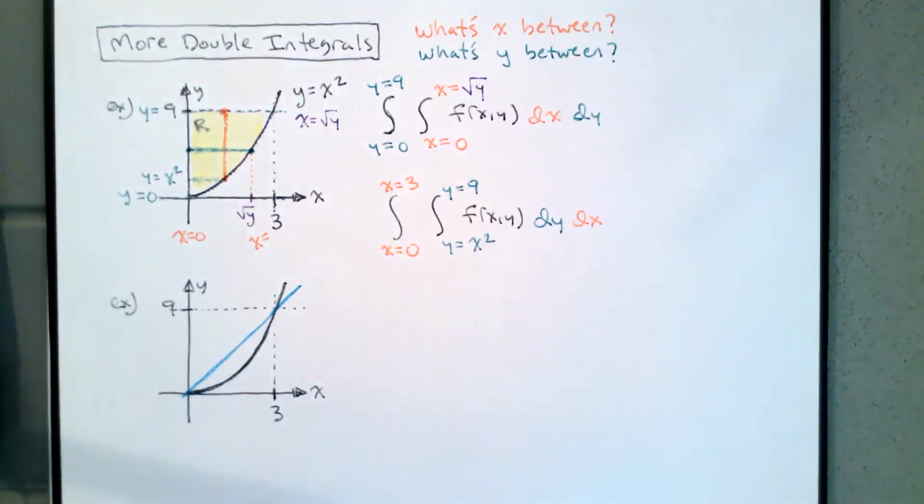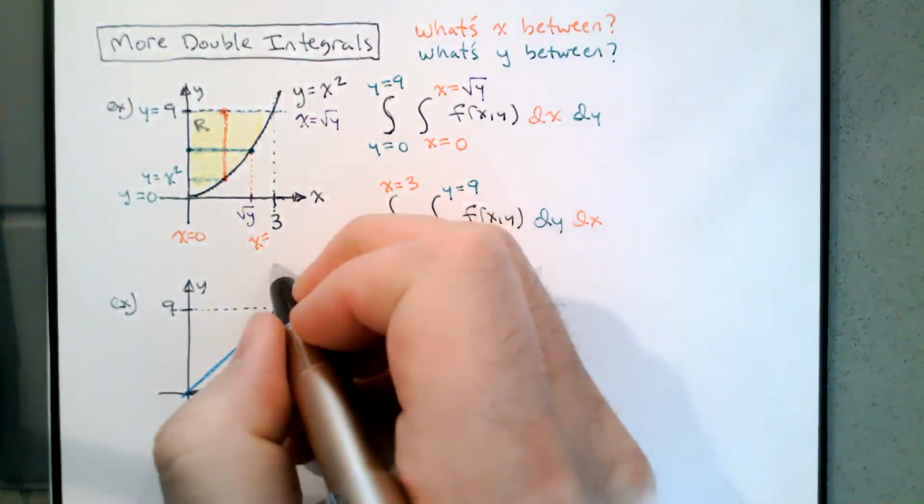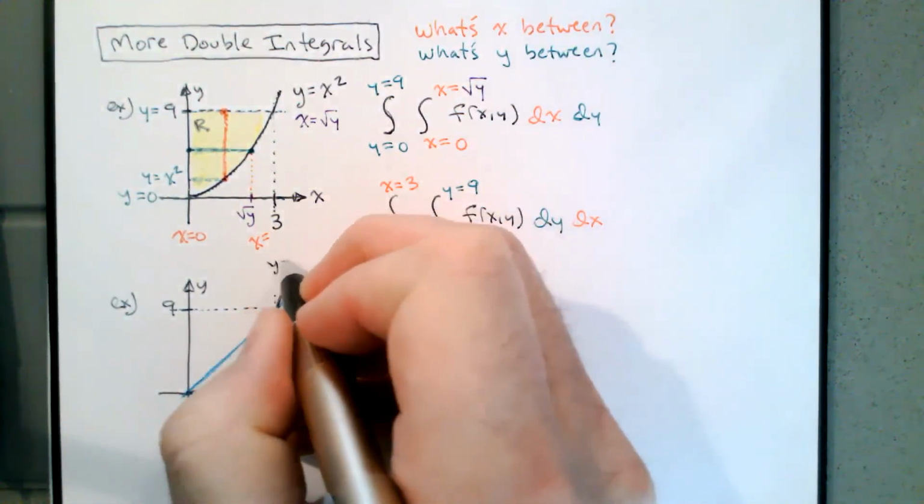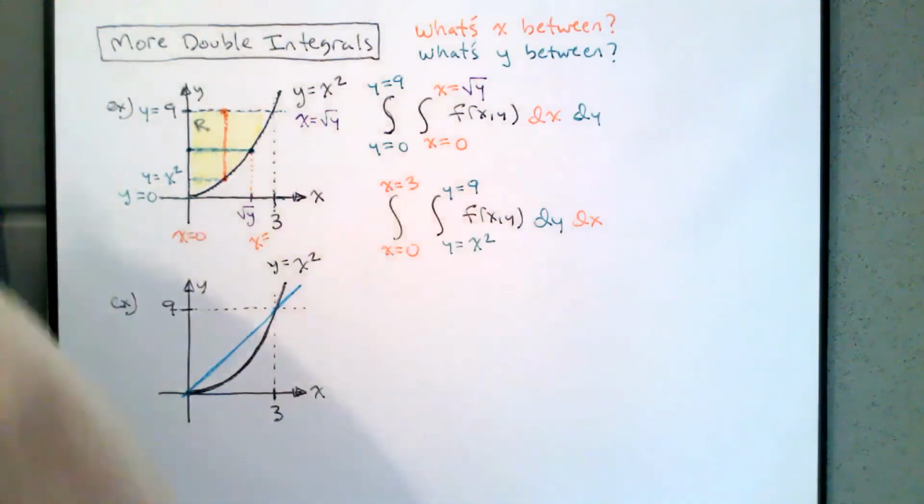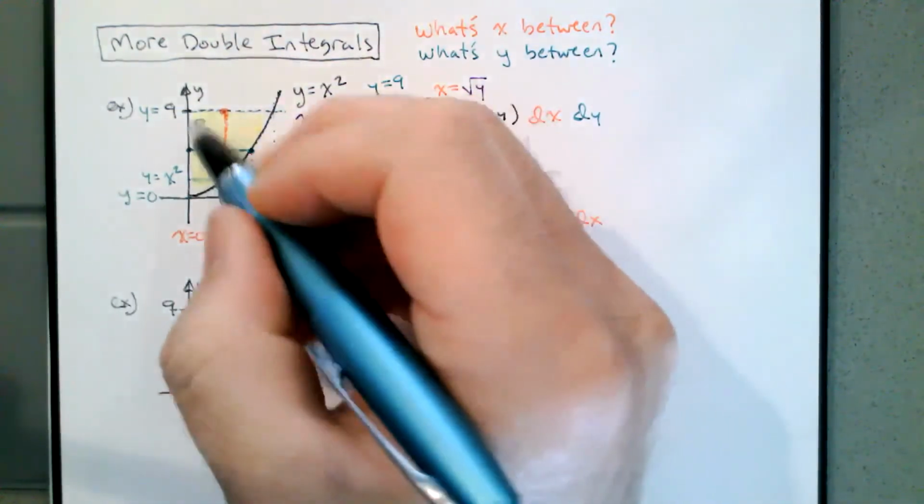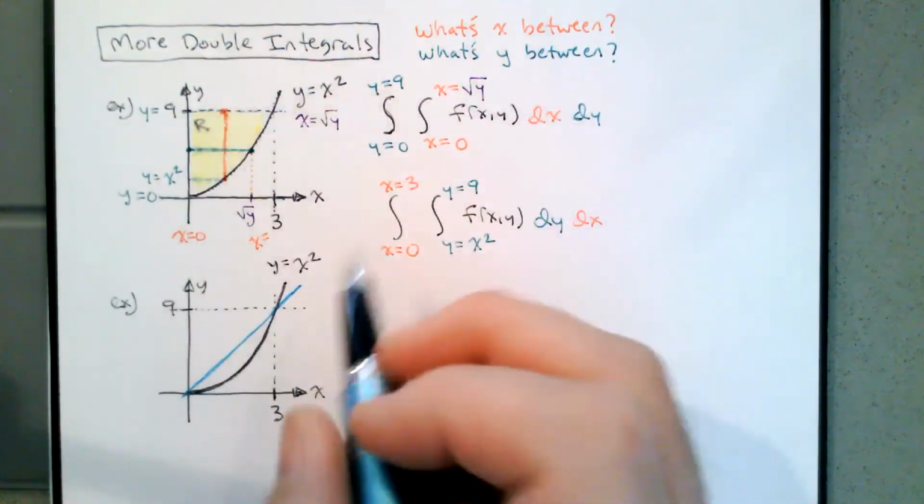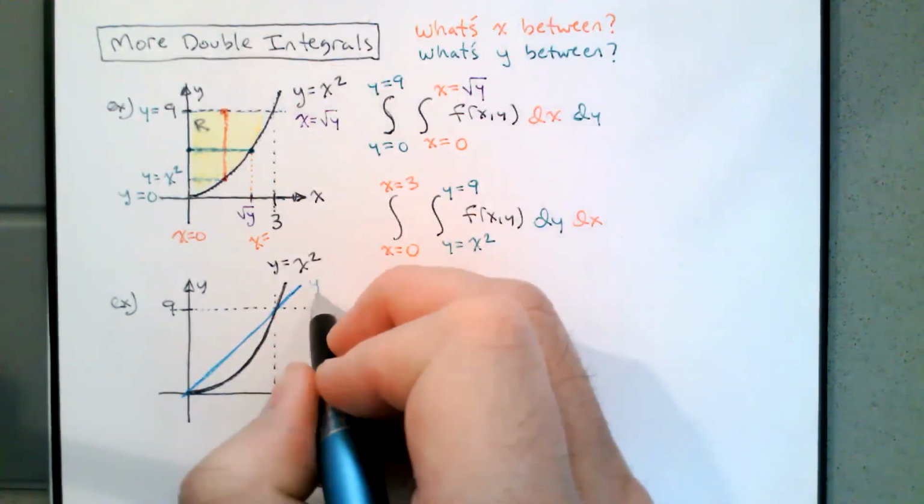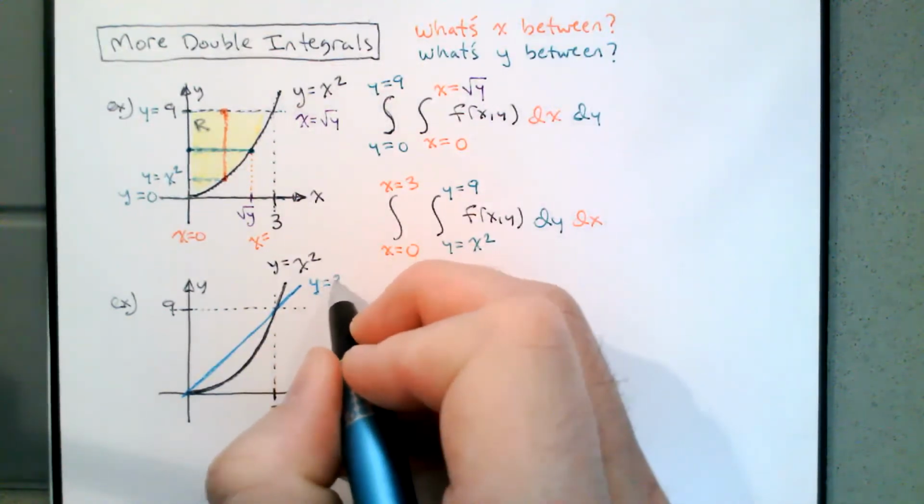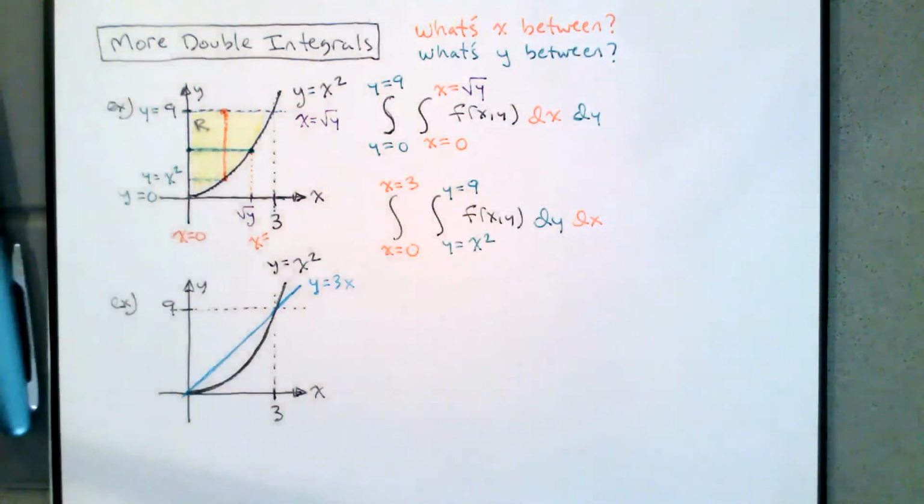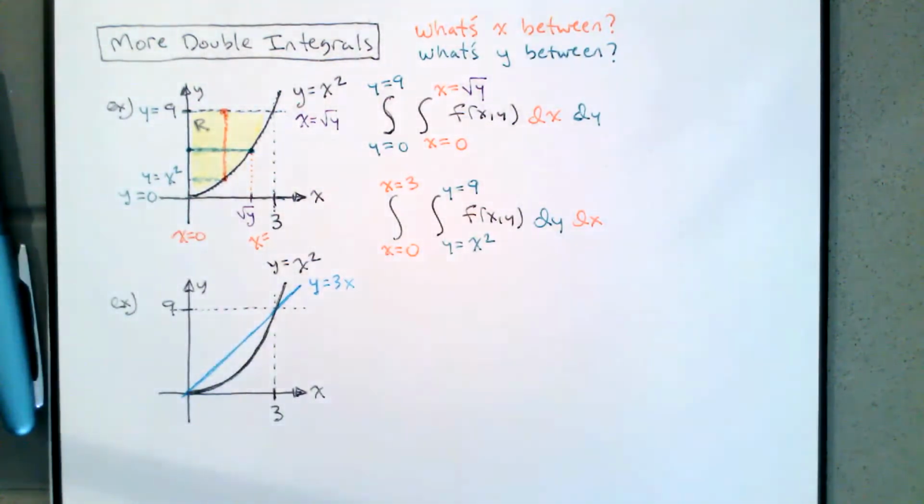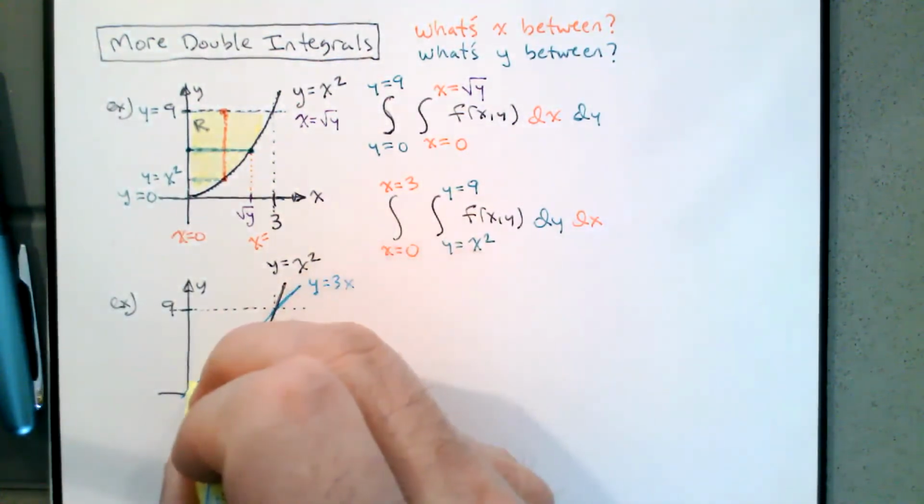So what do we got here? I still want to keep this parabola y equals x squared. But instead of using this big corner here, I want to cut it off with the line y equals 3x. And that's the region that we want to get. So here's the region that we want.